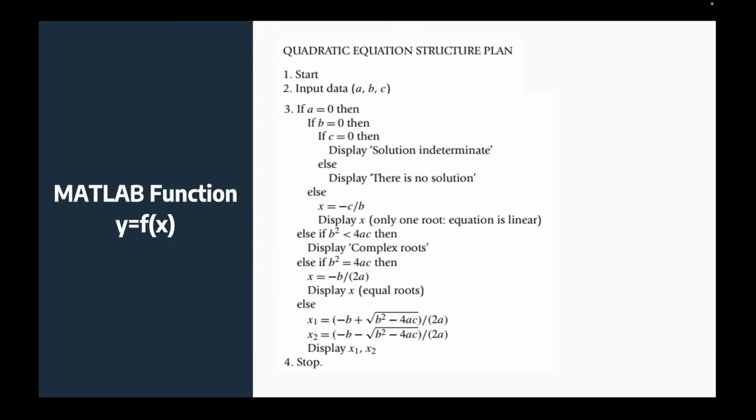I don't know, I see faces here. You guys know that? Yeah. Okay. Then we have x2 equals minus b minus the square root of b squared minus 4ac, divided by 2a. Display the solution x1 and x2 and you stop.